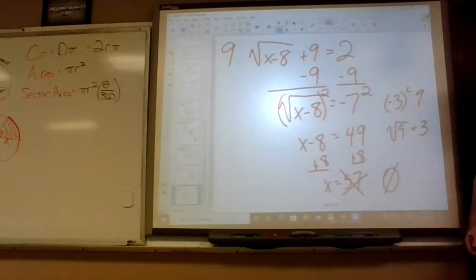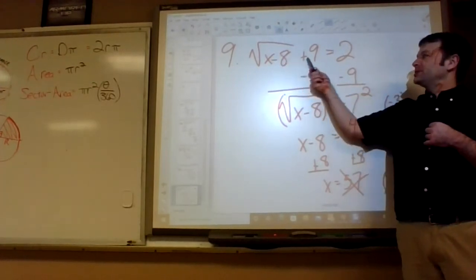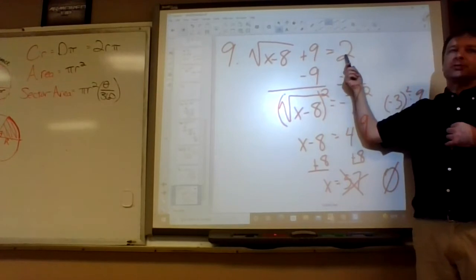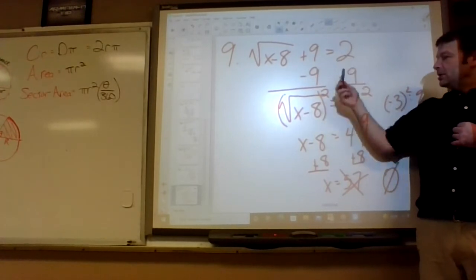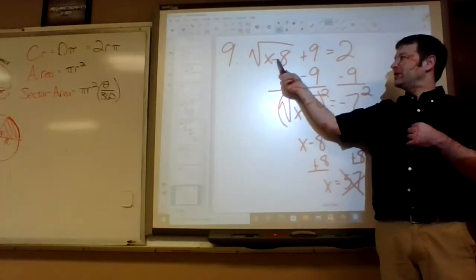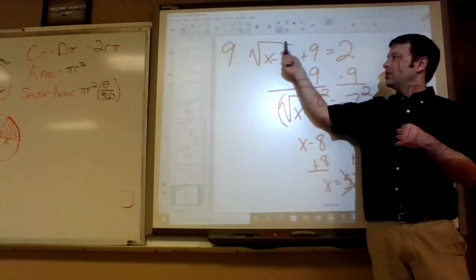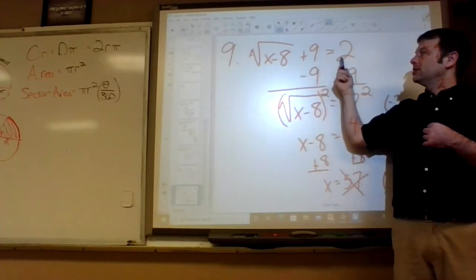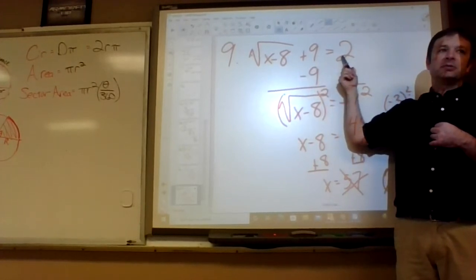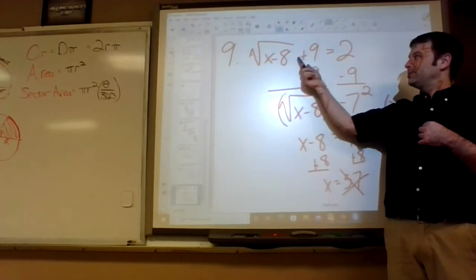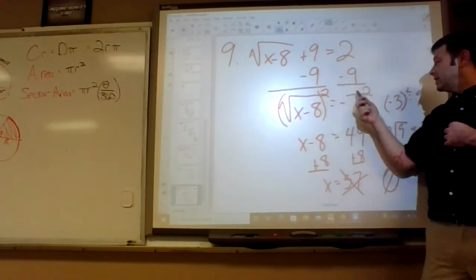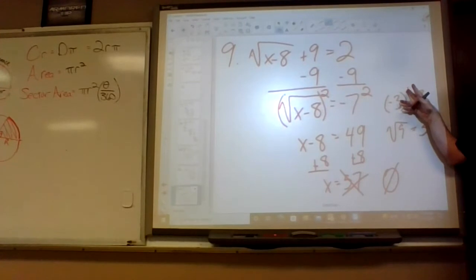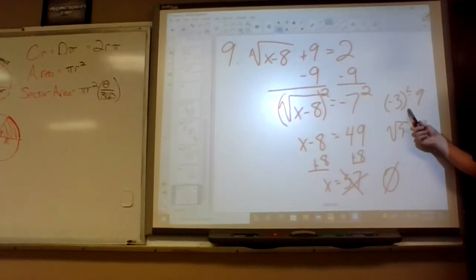So the reason it doesn't work is because it comes out with a positive 7, right? Or positive whatever. Well, this came out as 7 plus 9, which is 16, and not 2. Like if I plug 57 in, I get 57 minus 8 is 49. Square root of 49 is 7. So it came out as 7 plus 9, which does not equal 2. If it had been negative 7 plus 9, that would have worked. But that's kind of the problem you get when you square. Sometimes you get an answer that doesn't actually work.